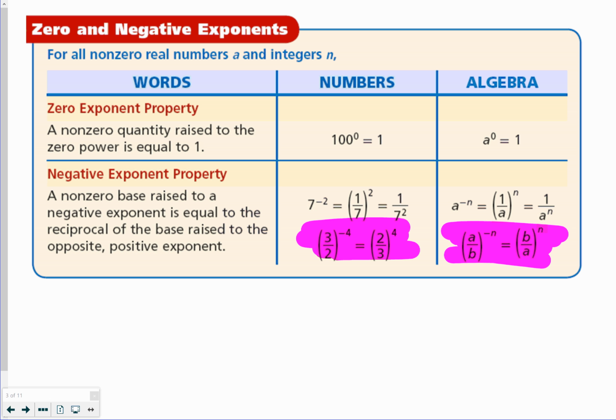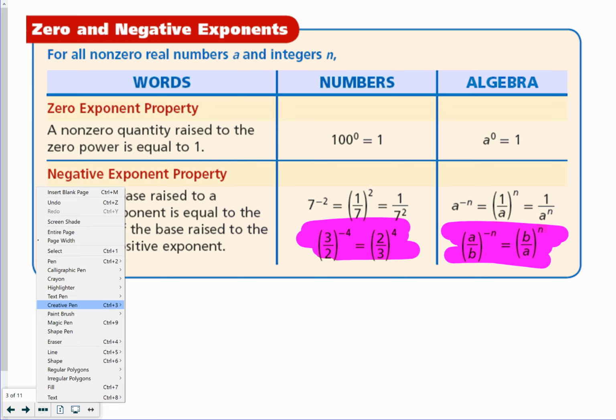Okay? So most of the time when you think of the negative exponent property, you're thinking of the ones up top, where you have a whole number base to a negative exponent, 1 over that whole number base to a positive exponent. But that fraction one is going to save us a lot of time if you know it.